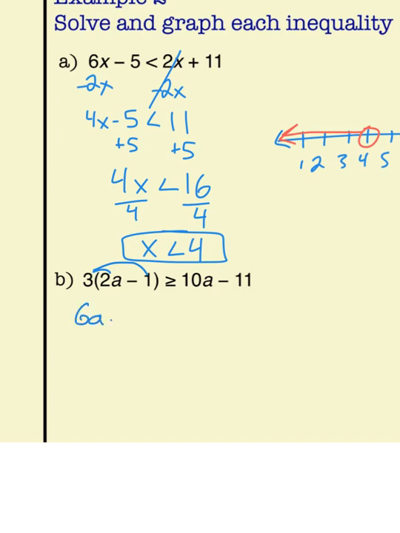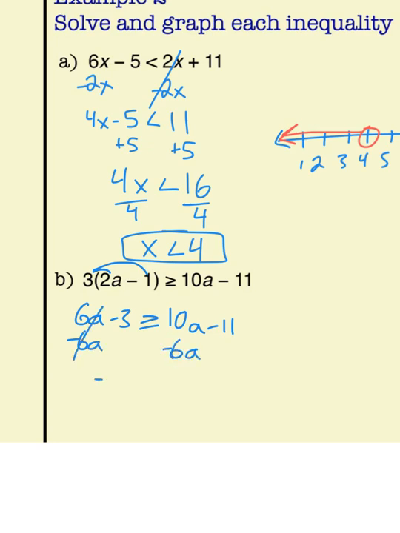3 times negative 1 is negative 3. So I have 6a minus 3 on the left. It's greater than or equal to 10a minus 11. Now we want to combine all of our variable terms. So I'm going to subtract 6a from both sides.